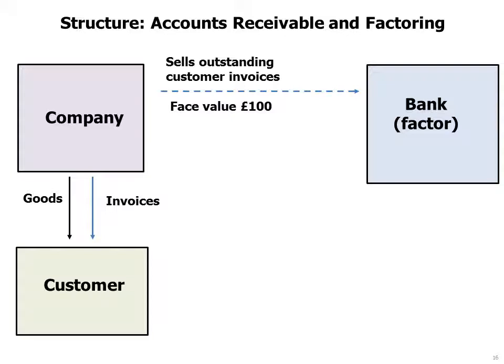So if we take an example of an invoice with a face value of £100, and this is £100 which the customer is due to pay in say 90 days' time, the bank will pay a discount to this face value, for example £98. The difference between the £100 face value that it will receive in 90 days and the £98 it's paying is to account for the interest on the financing and also for the potential bad debt losses on customers defaulting on the payments.